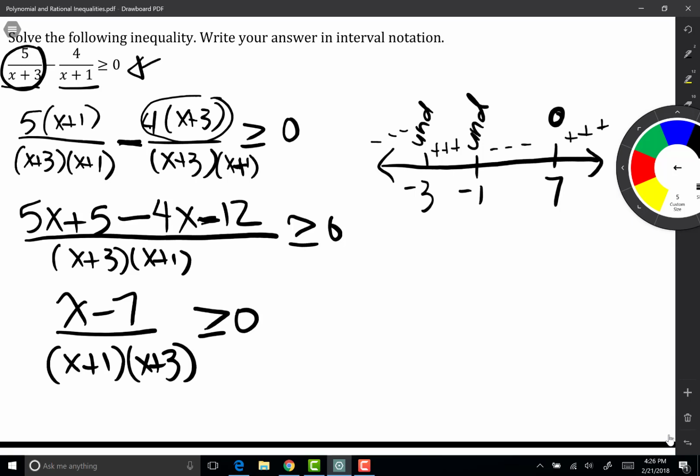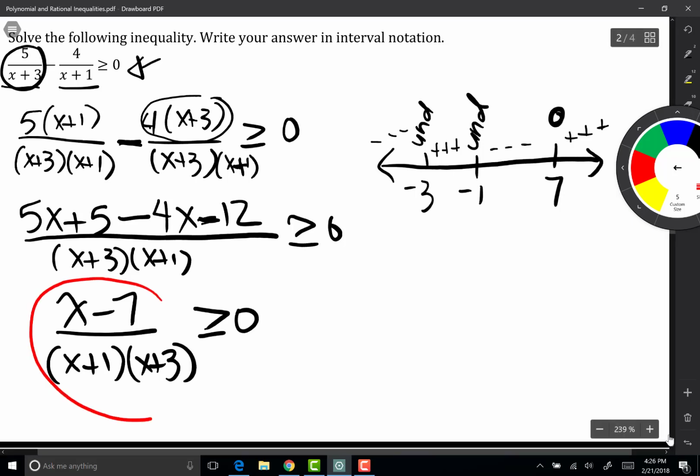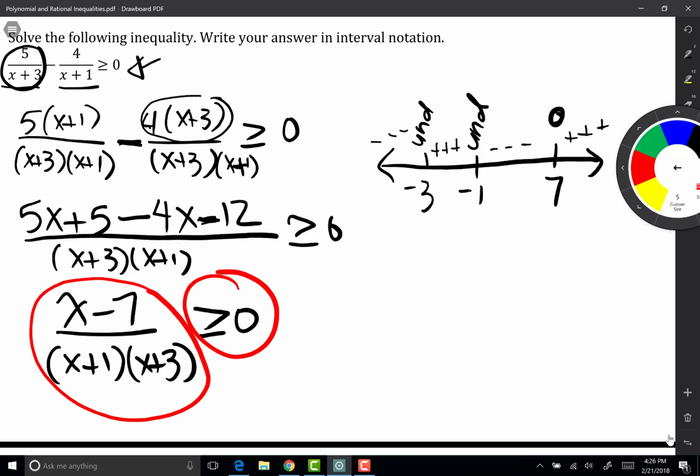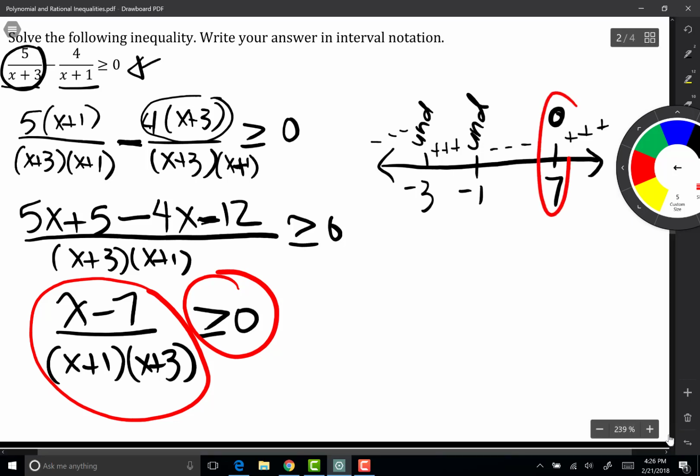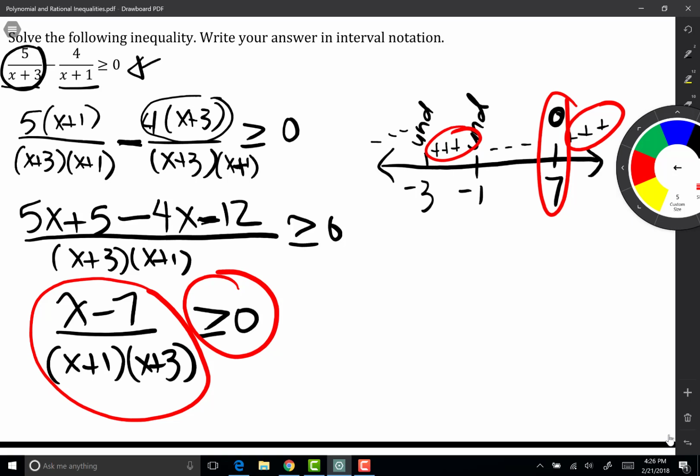Okay, once I have my sign chart, then I'm going to go back and look at the question. The question is saying, where is this rational function greater than or equal to 0? So I want to look to see where it's positive and where it's equal to 0. Here's where it's equal to 0, and it's positive on this interval here and this interval here. So that's what I want to include in my answer when I write this out in interval notation.